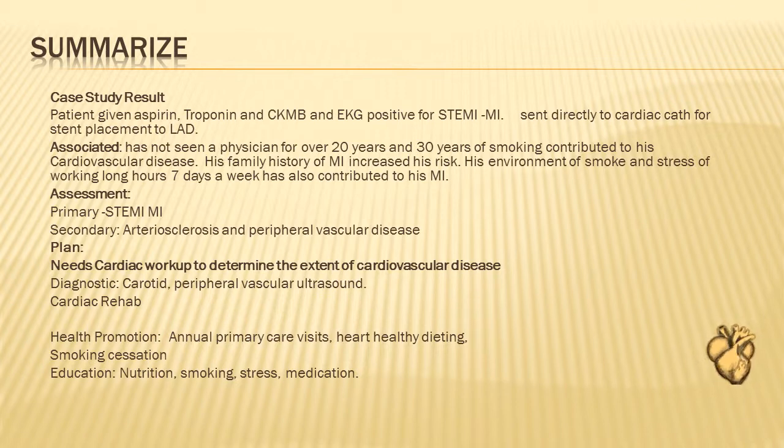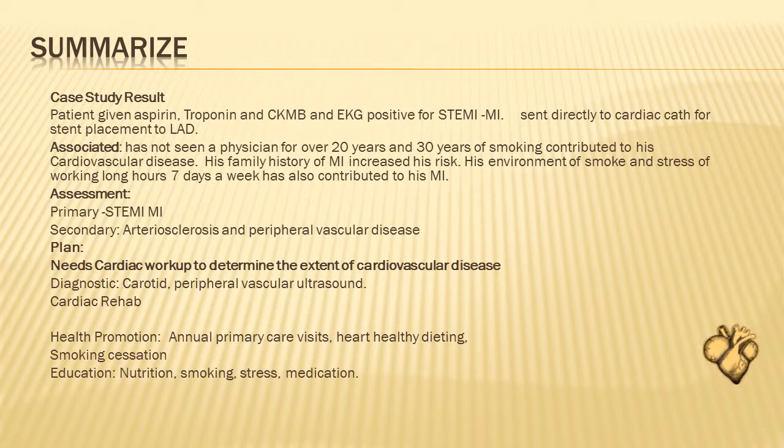So our assessment was primary STEMI MI. Secondary is arteriosclerosis and peripheral vascular disease. The reason for that is because the pulses in his feet were not as strong, and he didn't have hair growth below his knees. And then our plan is he's going to need an extensive cardiac workup because we don't know how extensive this cardiovascular disease is. Maybe some diagnostic carotid and peripheral ultrasounds to look for blockages, and then definitely we'll need cardiac rehab.